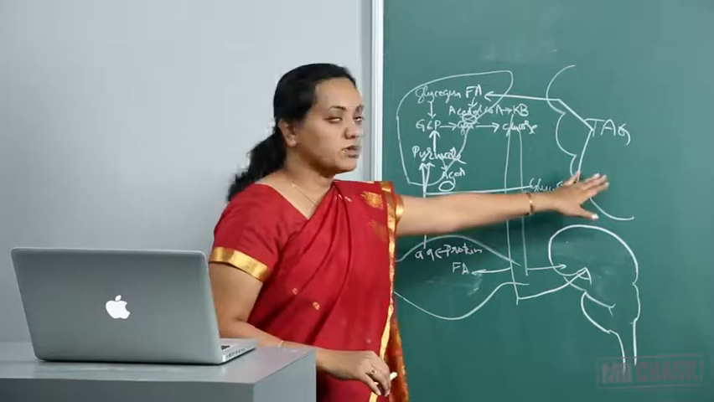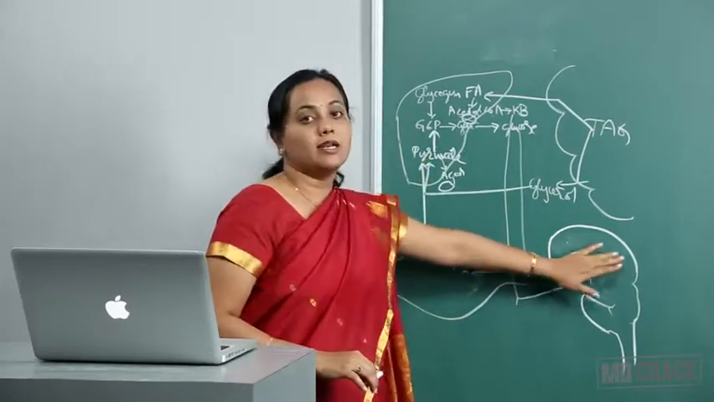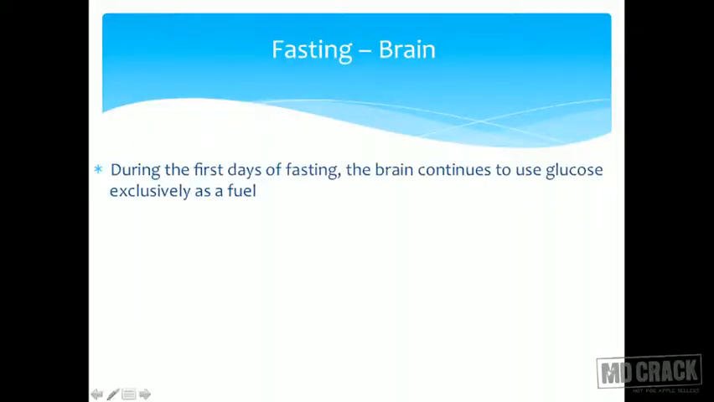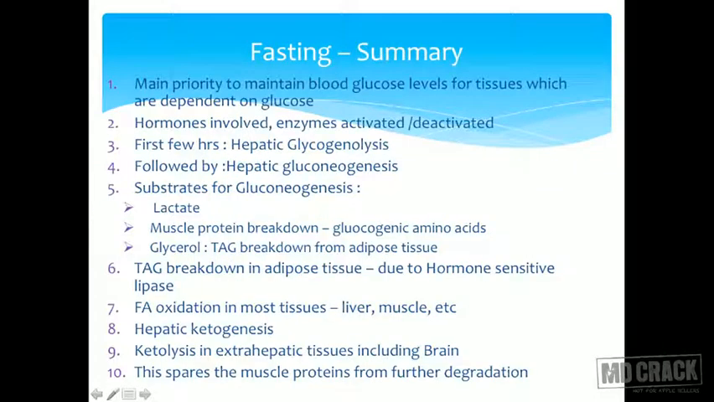We finished the adipose tissue and hormone sensitive lipase, we finished the liver, we finished the skeletal muscle. Now let us look at the brain. During the first days of fasting, the brain continues to use glucose exclusively as a fuel, and this glucose comes from hepatic gluconeogenesis or glycogenolysis. But in prolonged fasting, as the plasma ketone body levels increase, the brain starts using ketone bodies. So this is the summary of what is happening in different tissues during fasting.